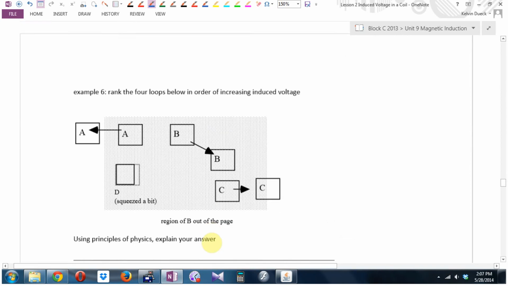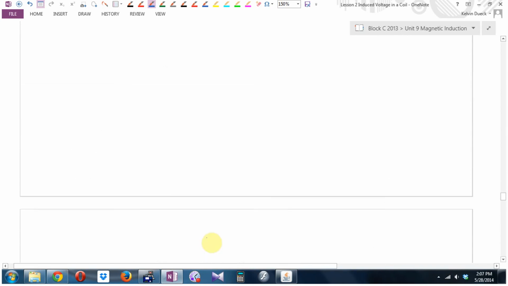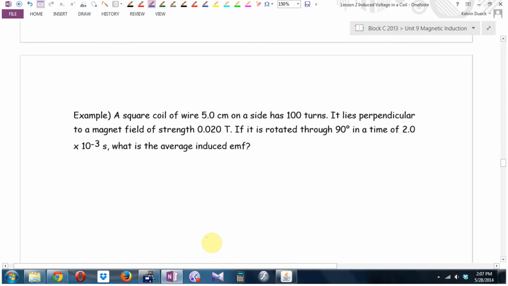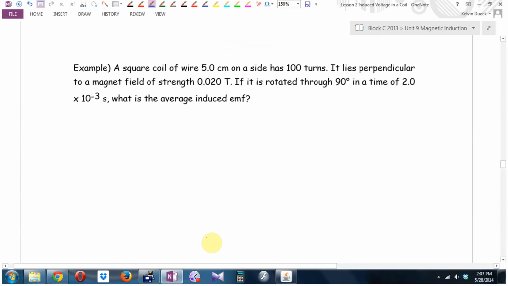A square coil of wires 5 centimeters on the side has 100 turns. It lies perpendicular to a magnetic field of strength 0.02 teslas. If it's rotated through 90 degrees, so initially it's perpendicular to the field and it's rotated through 90 degrees, can you tell me what the final flux must be? Okay, good. What's the average induced EMF?